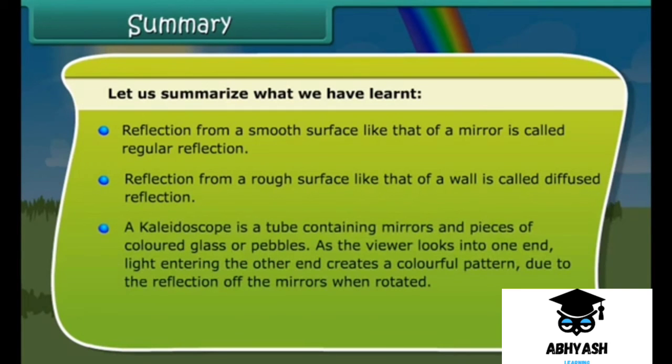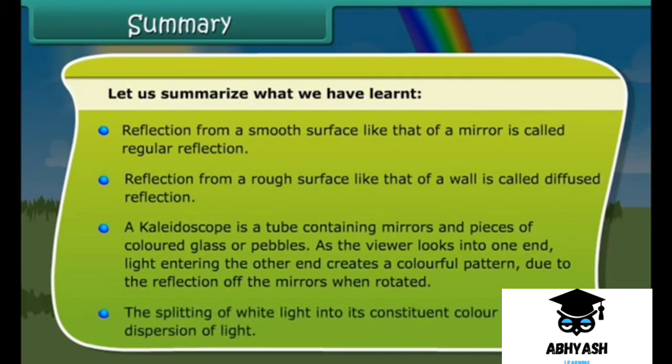A kaleidoscope is a tube containing mirrors and pieces of colored glass or pebbles. As the viewer looks into one end, light entering the other end creates a colorful pattern due to the reflection of the mirrors when rotated. The splitting of white light into its constituent color is called dispersion of light.